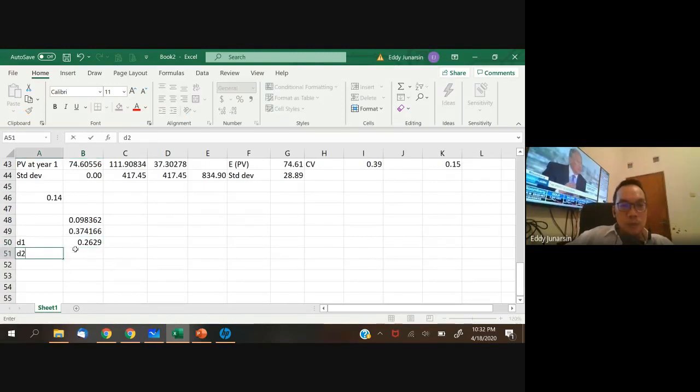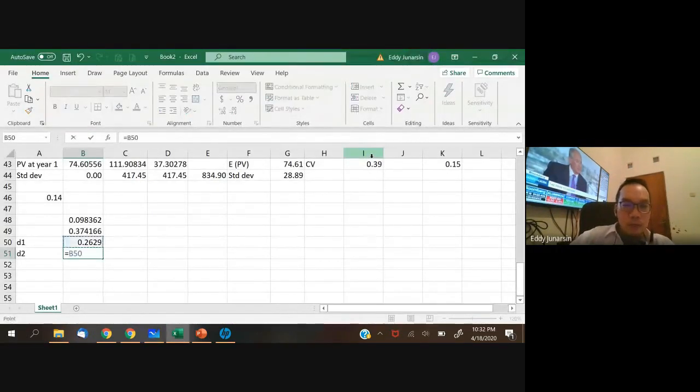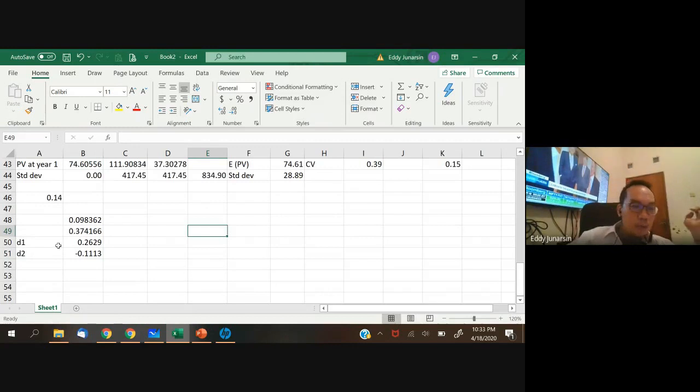So what about D2? D2 again is D1 minus the square root of the variance multiplied by the square root of time. So D1 minus the square root of 0.14 times the square root of 1. Let's check again. D1 minus the square root of variance times the square root of time. Because we get minus 0.11, maybe 13. Okay, so we got D1 and D2.